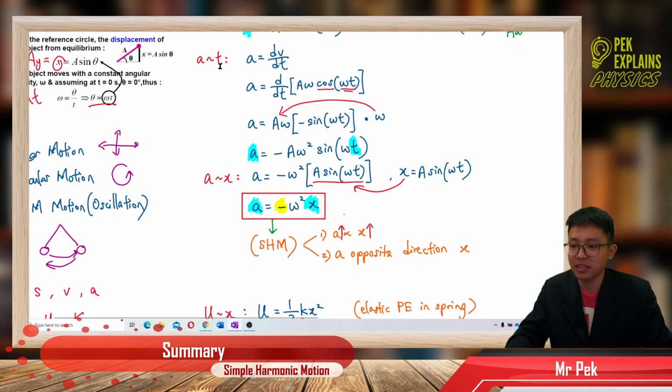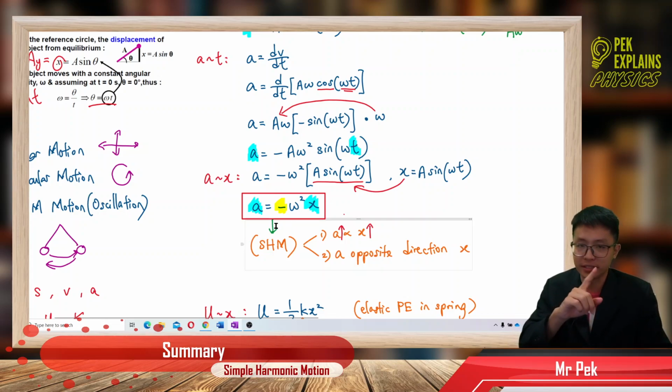Last time we had the a-t formula, a versus t formula. Now we have a versus x formula: a equal to negative omega square x. And this formula is the symbolic equation for simple harmonic motion. It's the most important equation in simple harmonic motion. Why is it important? Because it describes the meaning of simple harmonic motion.